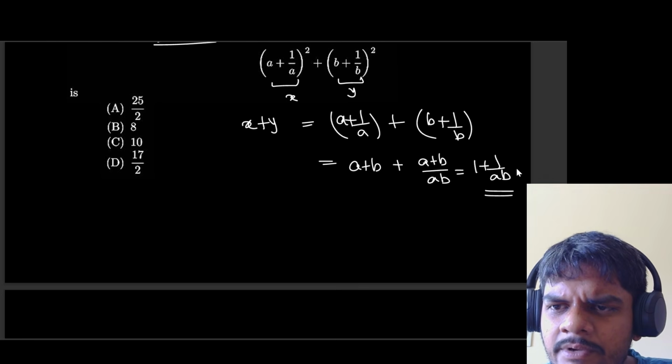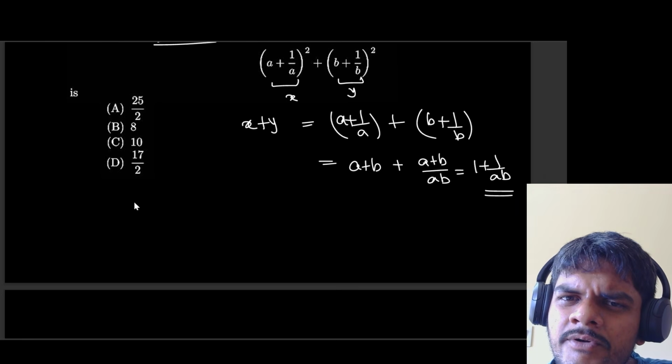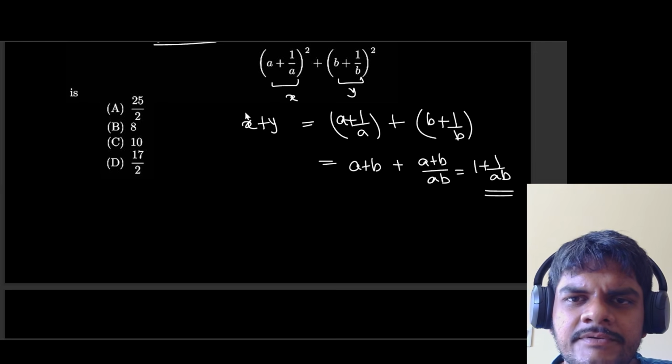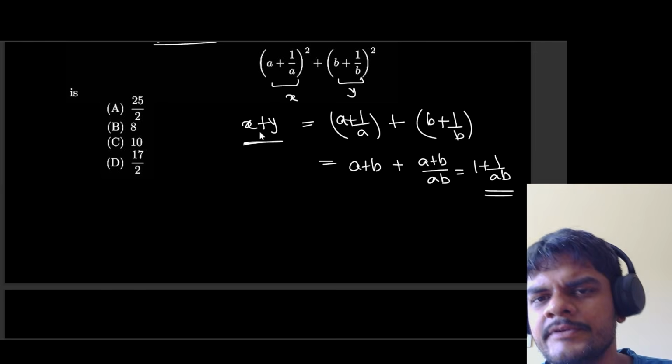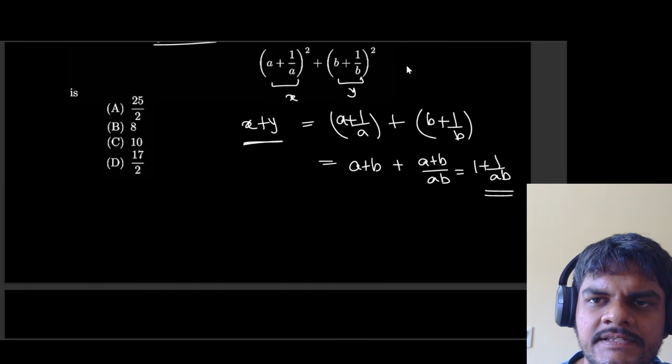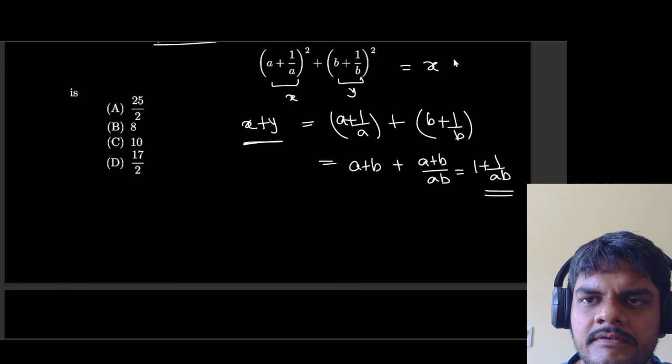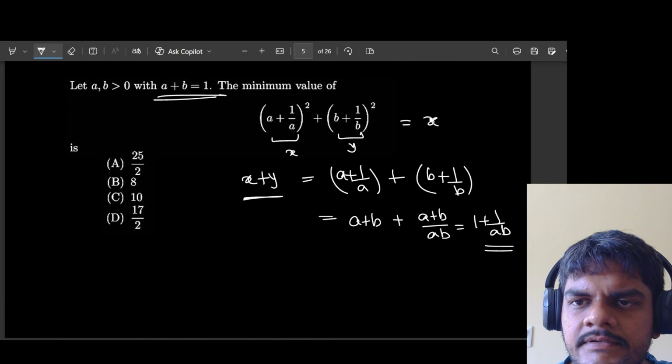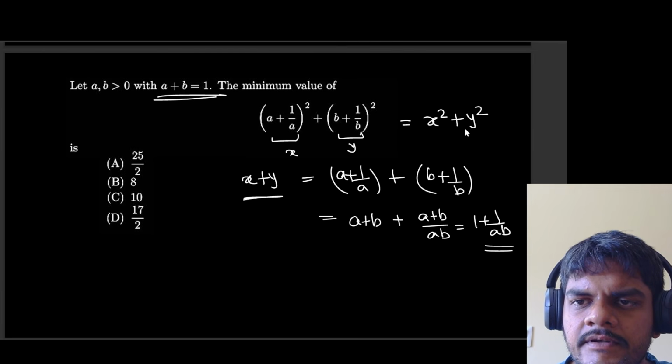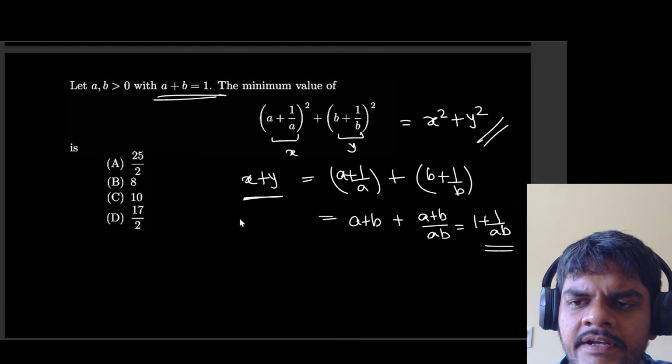What can we say about ab, if I'm not wrong? Again, I think here we have to use Jensen's inequality to find a relation between x plus y and x square plus y square. This is then x square, what is this? So x square plus y square. So you have to find a relation between that.